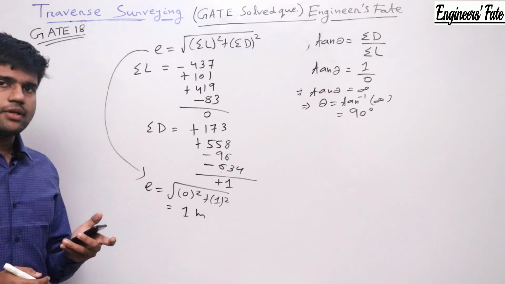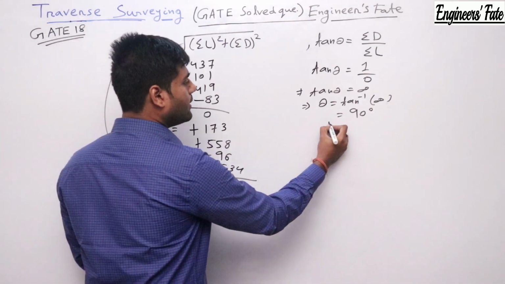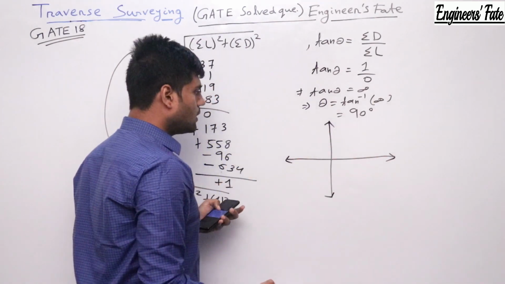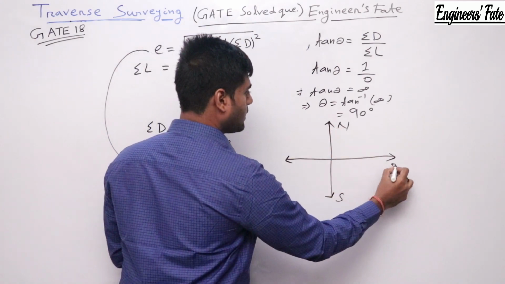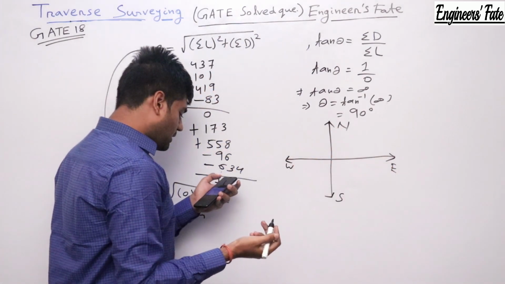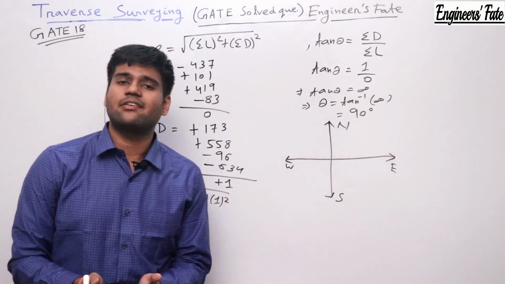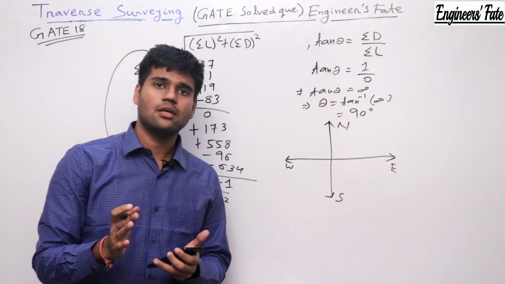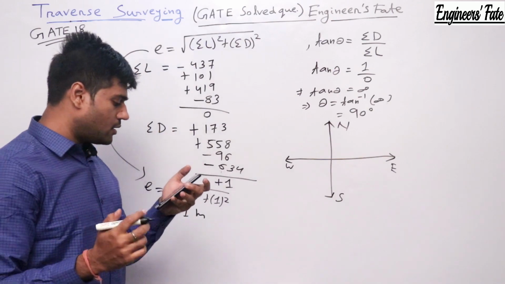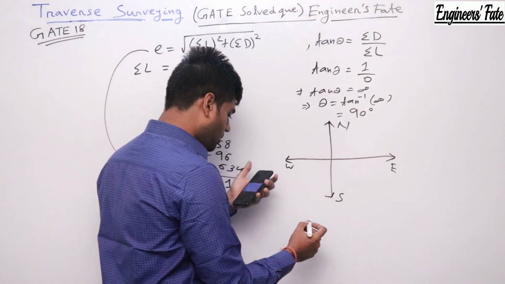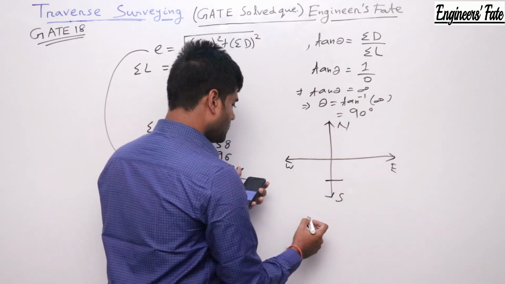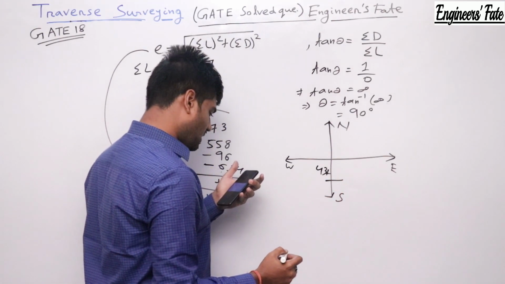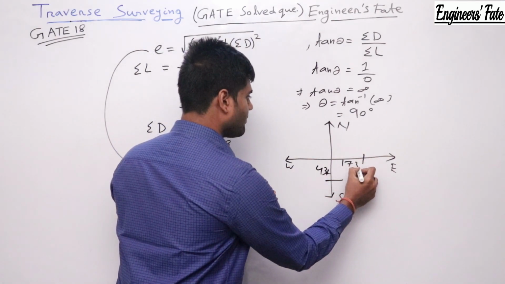Again I need to check whether this value is correct or wrong, that's why I need to draw the diagram. See, this is north, this is south, this is east, and this is west. You can see where I have started my surveying work. I have started my surveying work at point P, so I just need to check the first coordinate of the point P only. See, line PQ, southing is given, so southing means this value is 437. Then easting is given, easting means this 173.